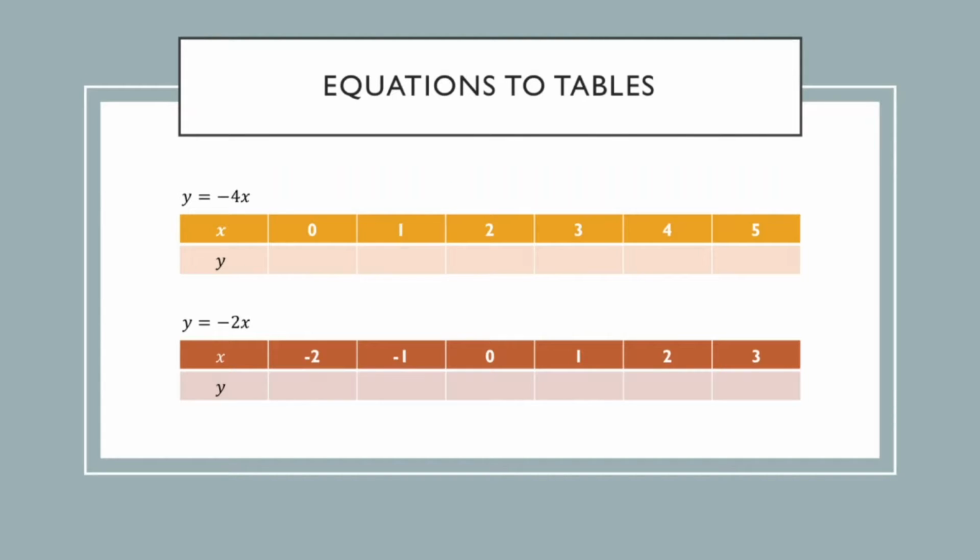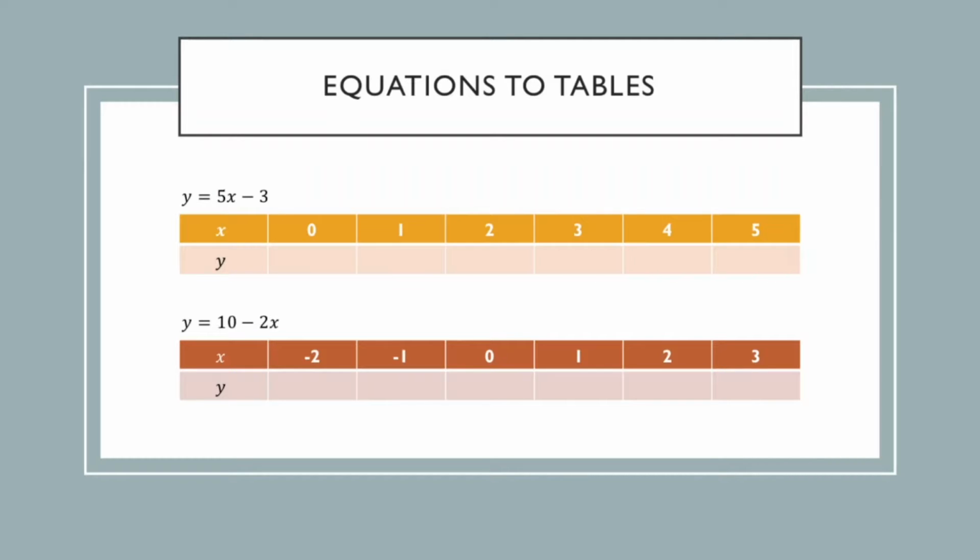Once you get the hang of this, you actually start to see a pattern. Negative 4 times 0 is 0. Negative 4 times 1 is negative 4. If you keep doing the same thing, if you can see the pattern, you can use the pattern to complete the table.